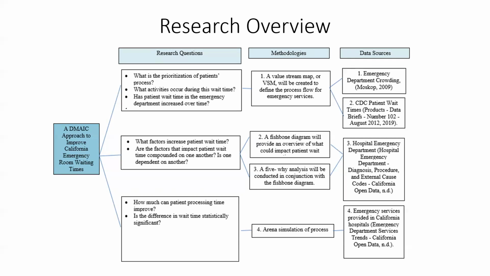And then the last section talks about how can patient processing time improve? So that's when we apply those identified improvements and see if the wait time improves significantly. And then here you'll see the methodologies used. So we use different tools such as a fishbone diagram and ARENA, and then the associated sources that I identified during my literature review.